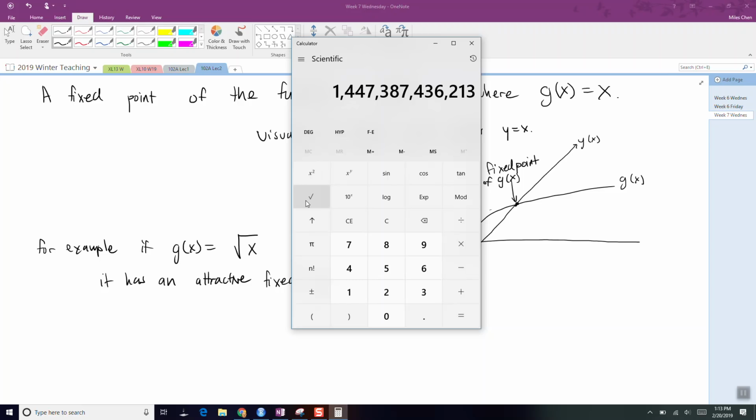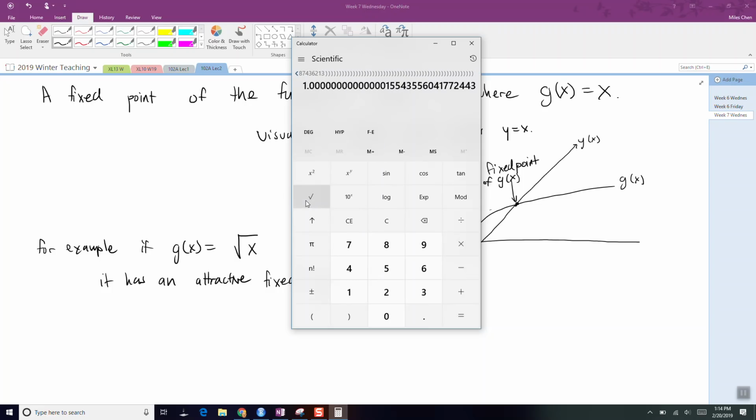All I have to do is take the square root of this, and now we're at 1.2 million. Square root of that gives me 1,096. Square root of that gives me 33. Square root of that gives me 5.75. Square root of that gives me 2.3989. Square root of that is 1.5488. Square root of that is 1.244. And if I just keep taking the square root, my numbers get smaller and smaller, and we can see that this will eventually converge to 1.